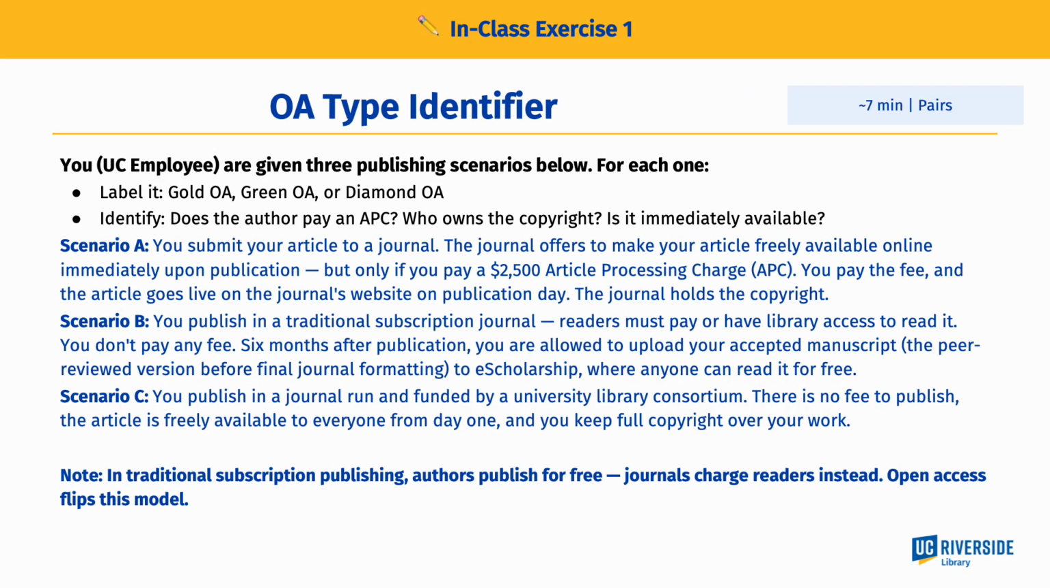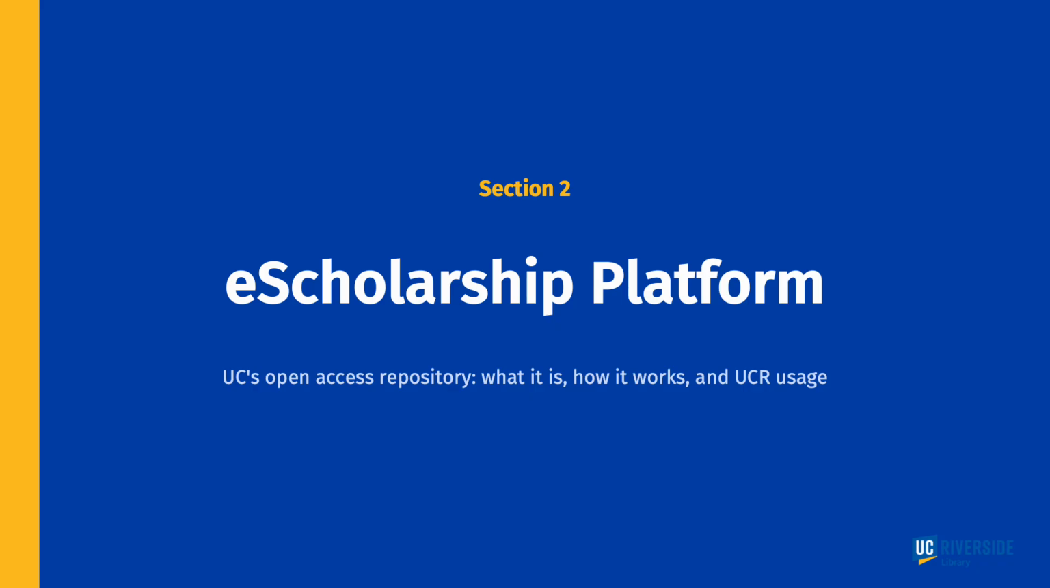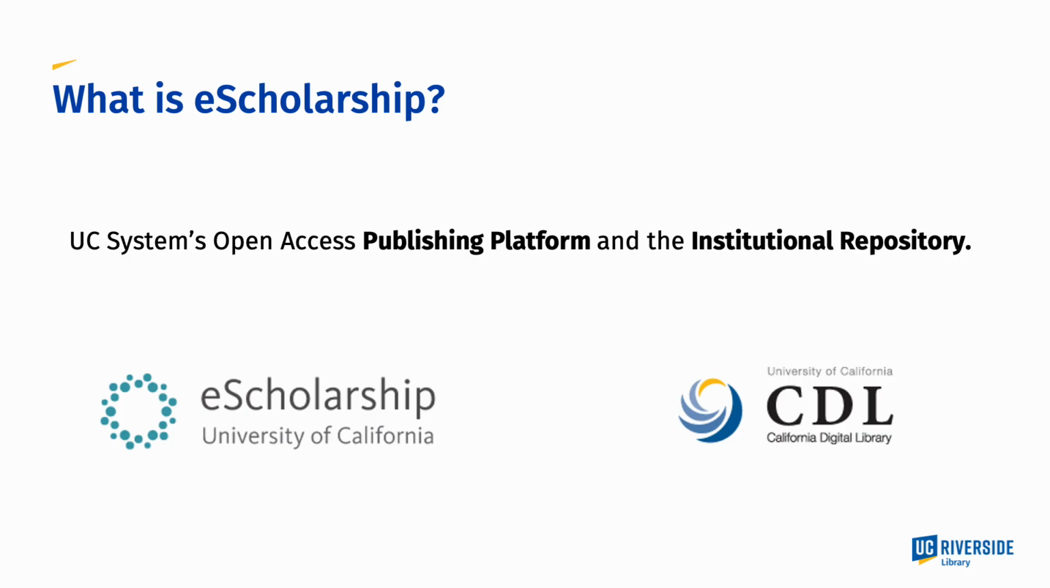Pause the video for a minute, identify the OA type, and answer the 3 questions about APC, copyright, and immediate availability for each scenario. Now, let's look closely at eScholarship, UC's own open access platform.